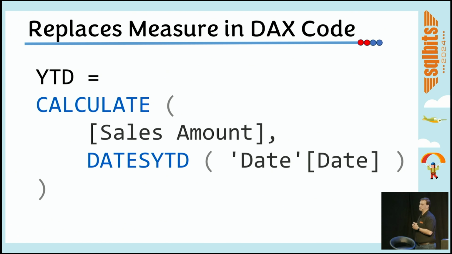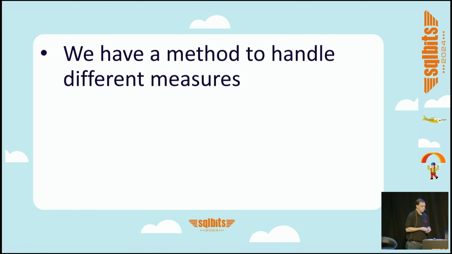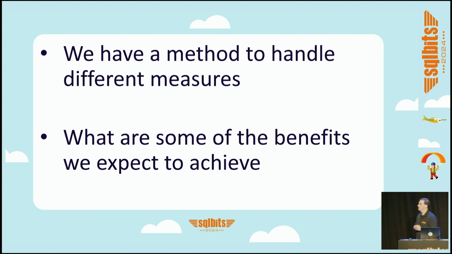And if we ever have to come in here and make a change, maybe there's something to the logic of, oh, well, actually it's years to date, but we also need this, or we need to change it for fiscal periods. It's all in one place. So now we have a method to handle those different measures. But what are the other benefits?